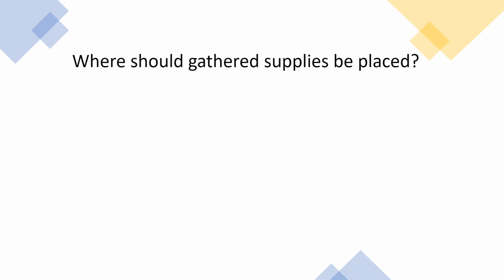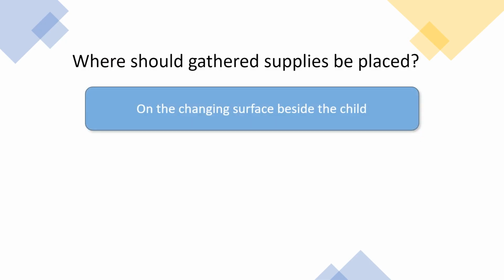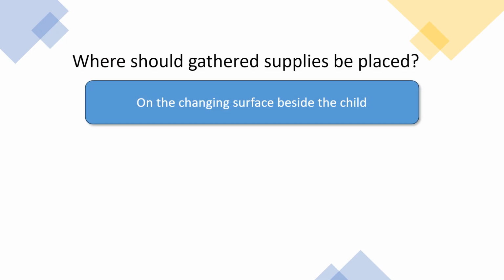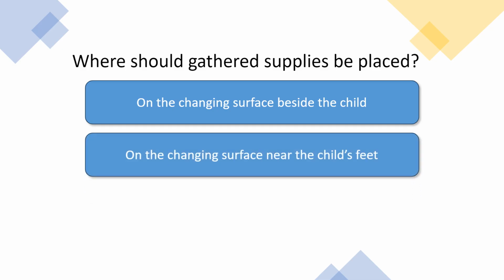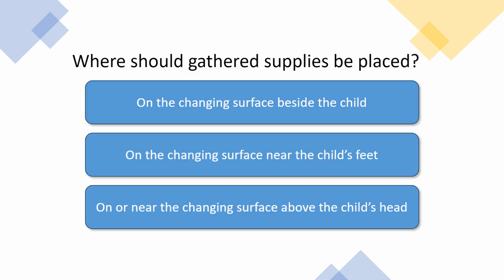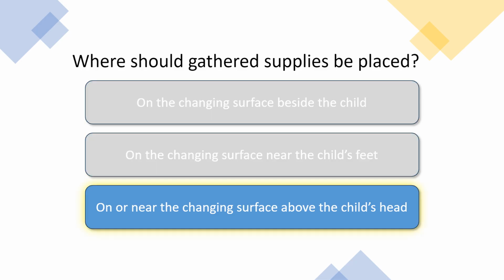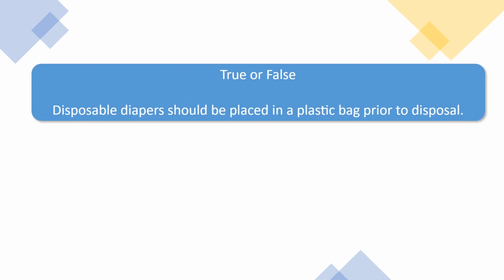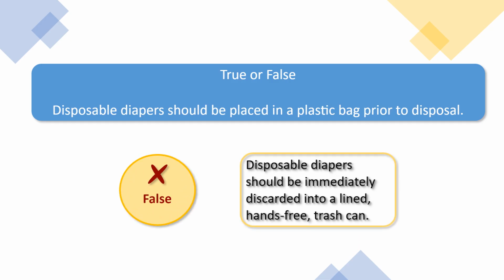Where should gathered supplies be placed? On the changing surface beside the child, on the changing surface near the child's feet, on or near the changing surface above the child's head. If your answer was on or near the changing surface above the child's head, you are correct. True or false? Disposable diapers should be placed in a plastic bag prior to disposal. If your answer was false, you are correct. Disposable diapers should be immediately discarded into a lined, hands-free trash can.